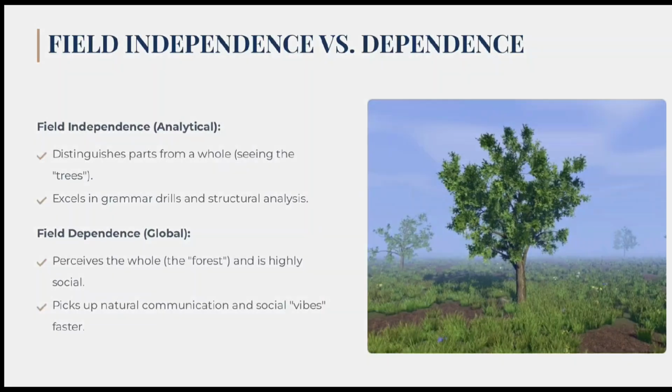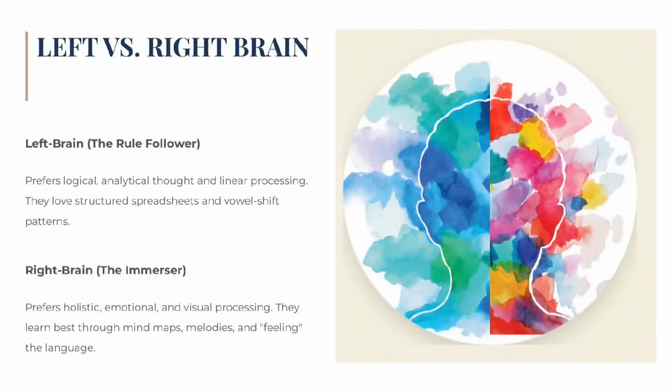process information fundamentally. Here we are in the left versus right brain. Left brain, which is the rule follower, prefers logical, analytical thought and linear processing. They love structured spreadsheets and vowel shift patterns. Right brain, which is the immerser, prefers holistic, emotional, and visual processing. They learn best through mind maps, melodies, and feeling the language.